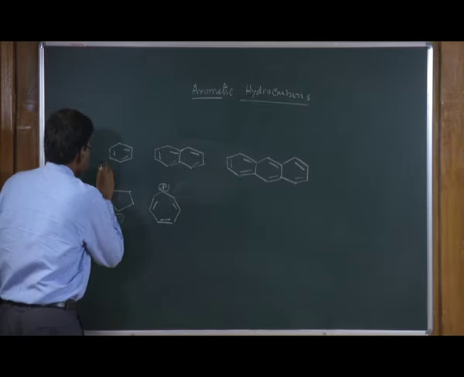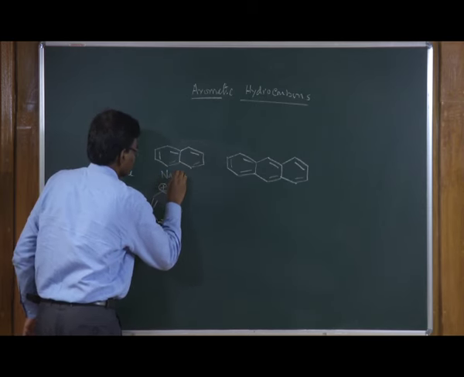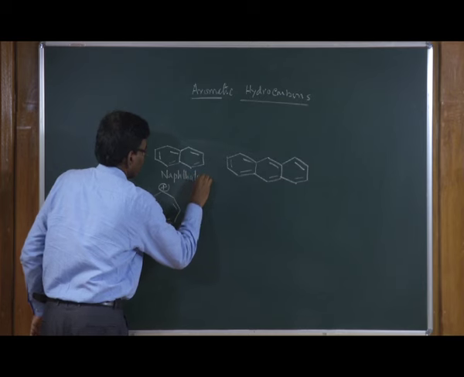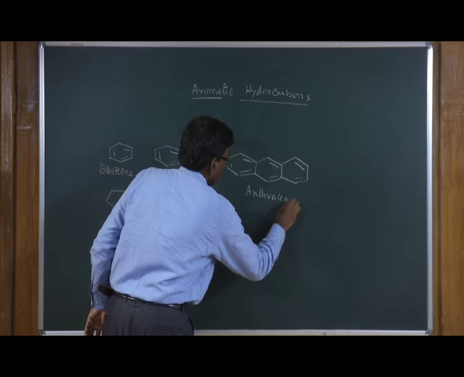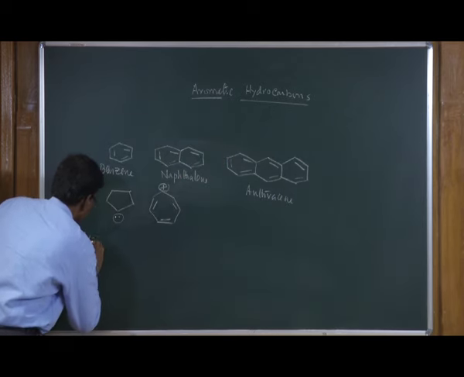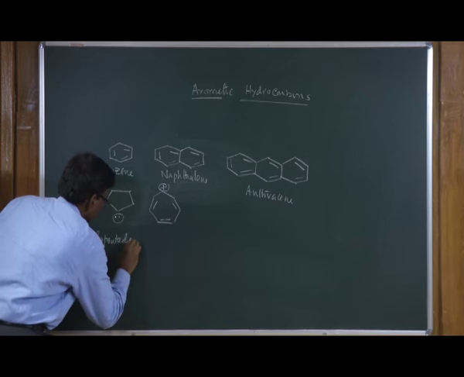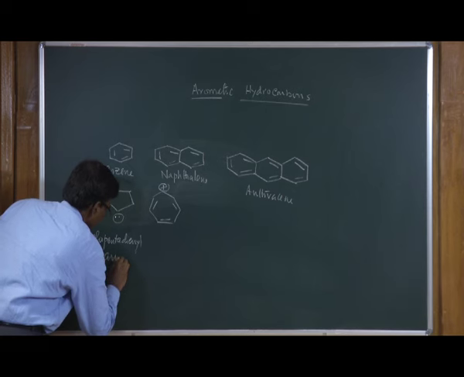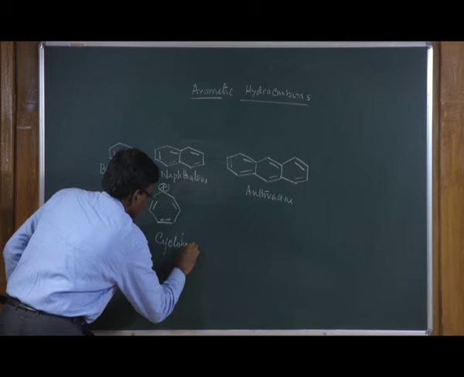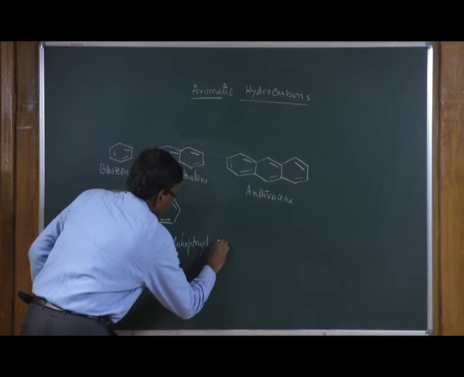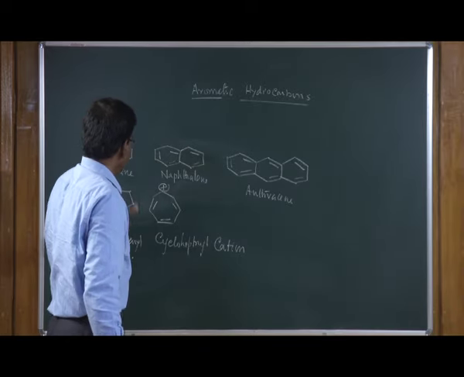So this is benzene, naphthalene, anthracene, cyclopentadienyl anion, cycloheptatrienyl cation. These all are aromatic compounds, and they also can be derivatives.